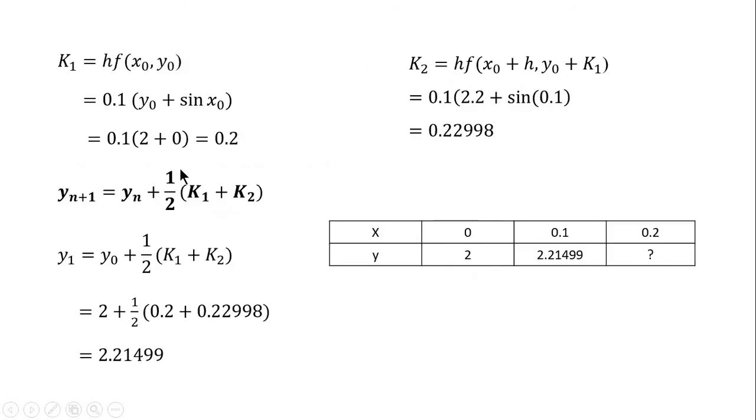To find out y1, we have to find out k1 and k2. k1 is h into f of x0 y0. You know our function is y plus sin x. So y0 plus sin x0. Substituting, we get k1 as 0.2.